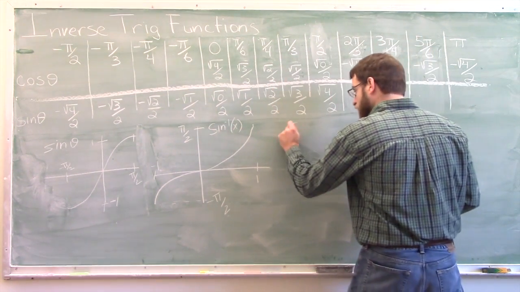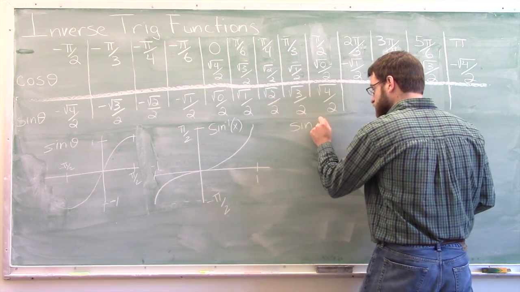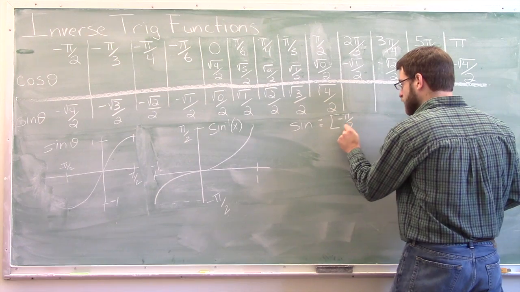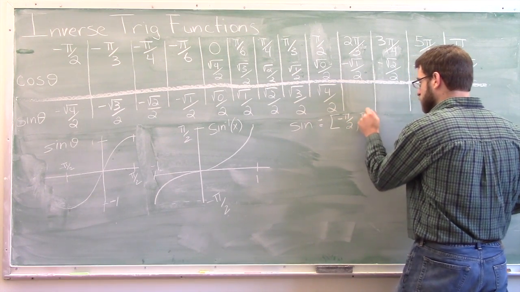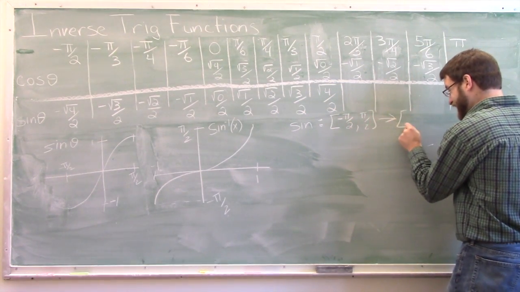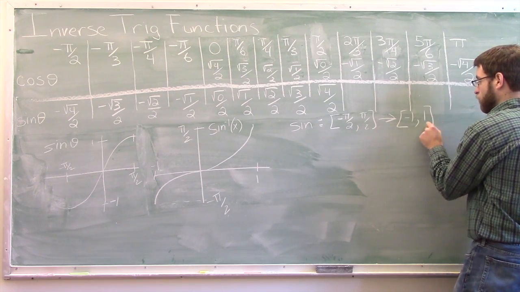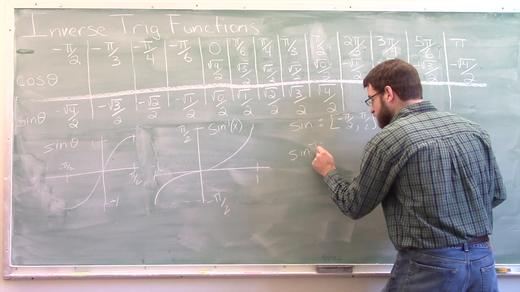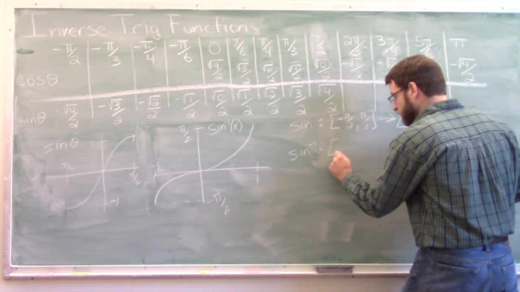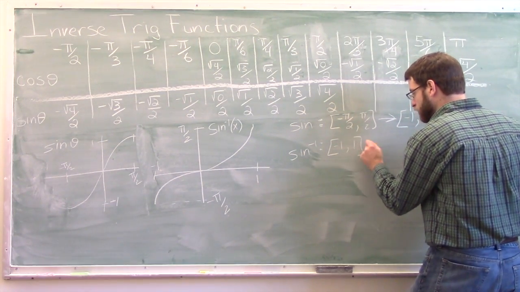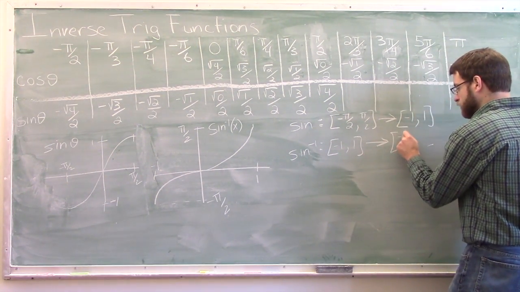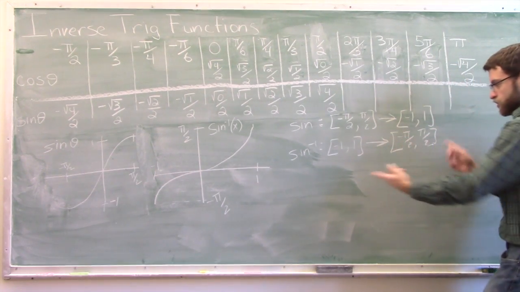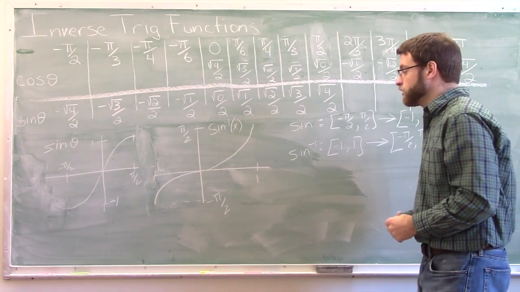Right? So here sine was taking the input domain, negative pi over 2 to pi over 2, and it took it to the range of negative 1 to 1. So the sine inverse is going to take a domain of -1 to 1 into a range of -π/2 to π/2. We're swapping the roles of inputs and outputs.